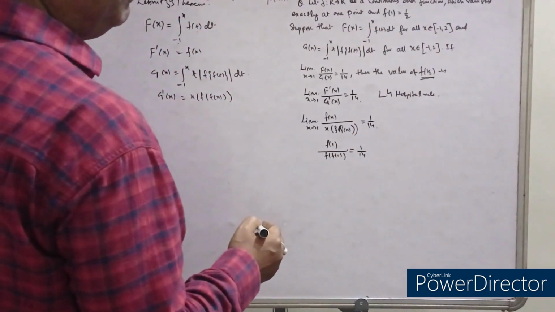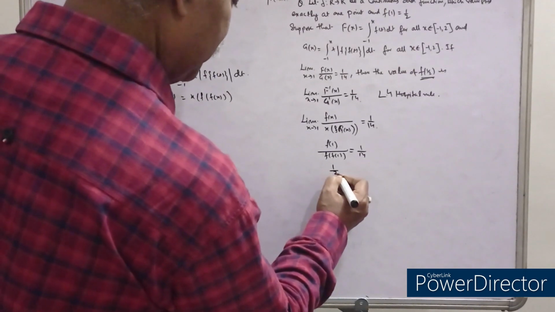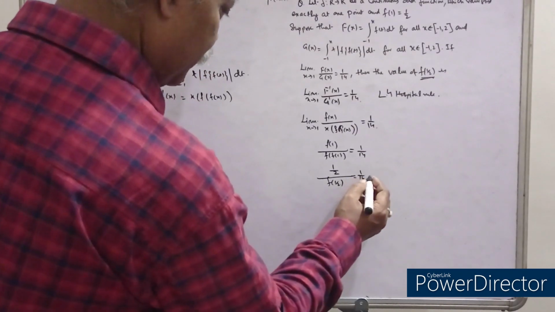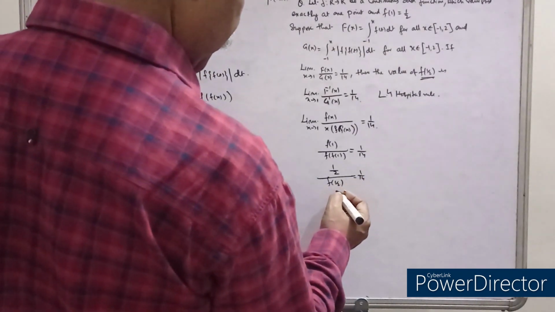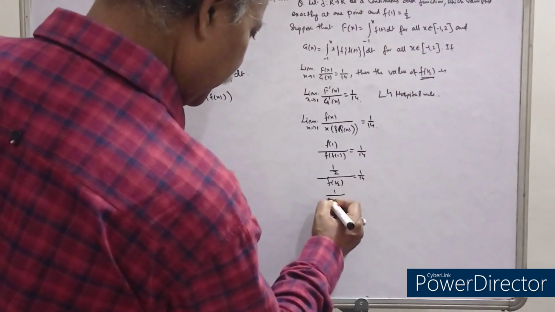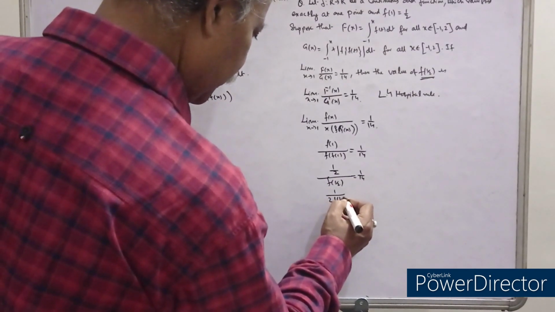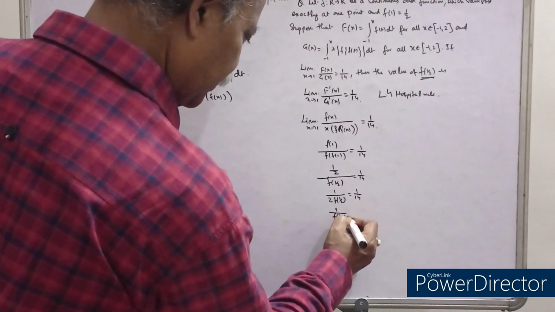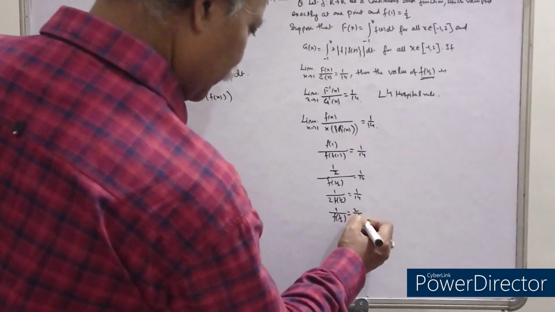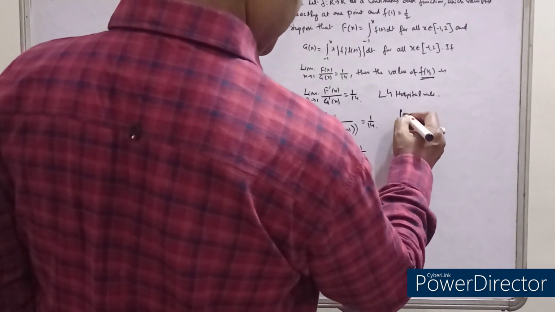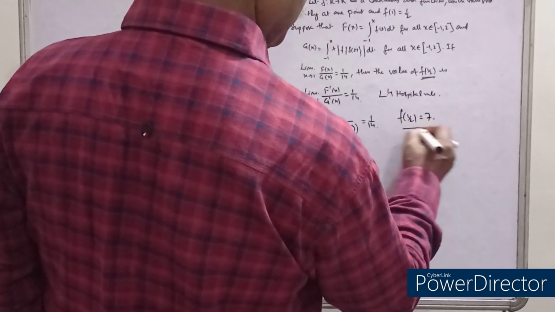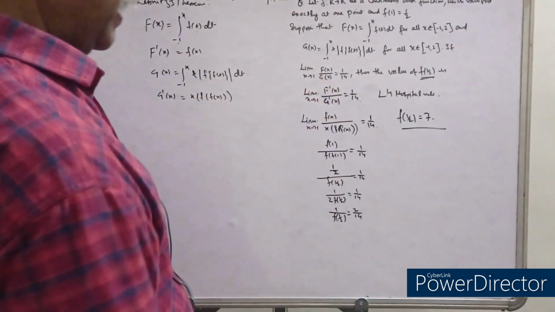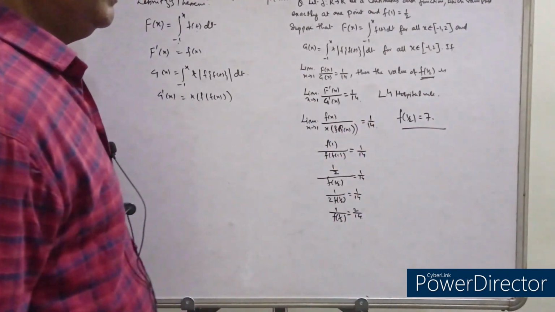Again, the value of f(1) is half, so this will be half, and f of half, so this is equal to 1 by 14. So 1 by 2 f(half) is equal to 1 by 14, and so 1 by f(half) is equal to 2 by 14. So f(half) comes out to be 7. So this is your answer. This problem is based on Leibniz theorem and L'Hospital rule, and f(half) comes out to be 7.